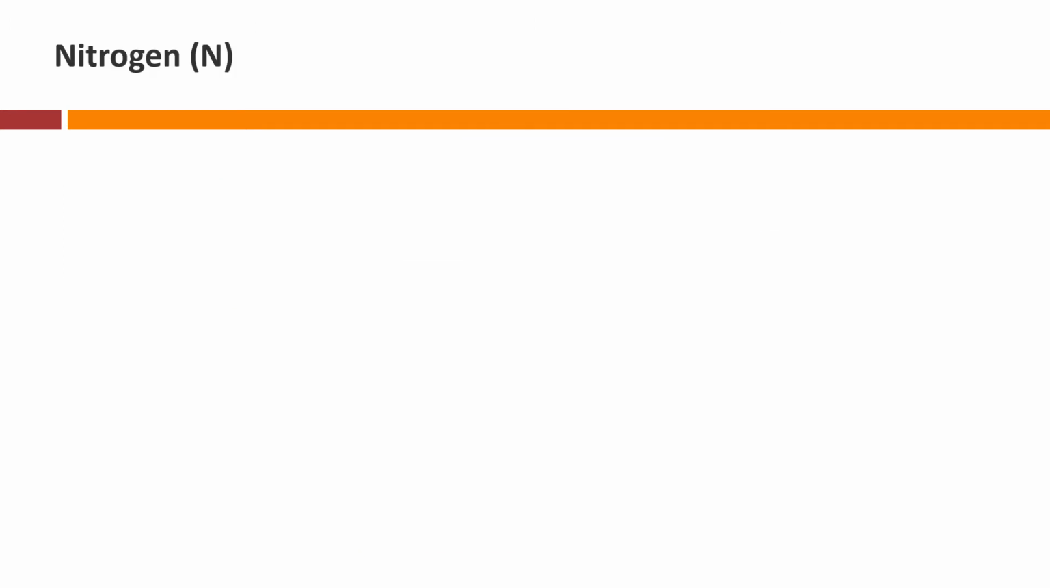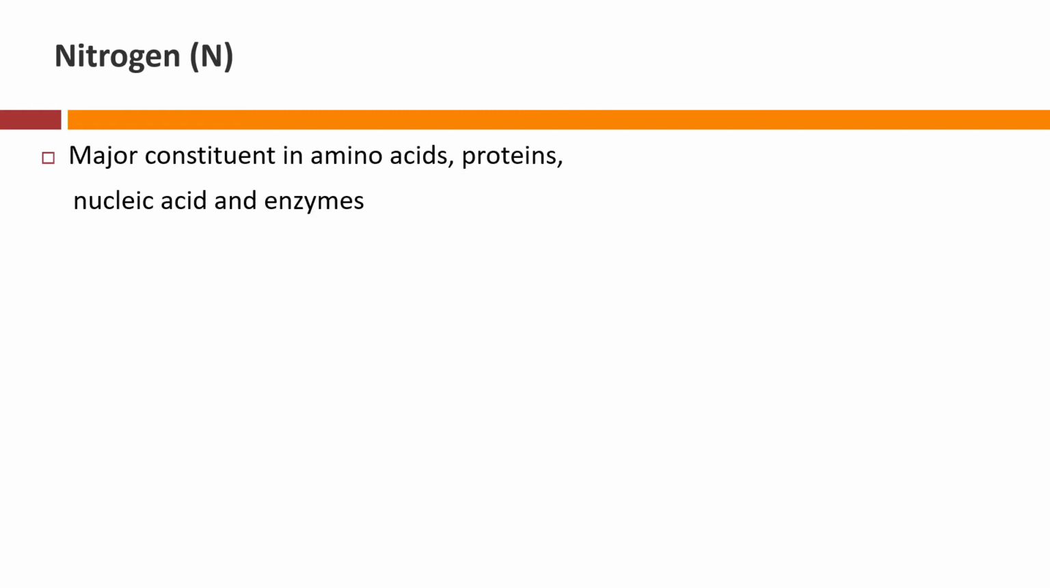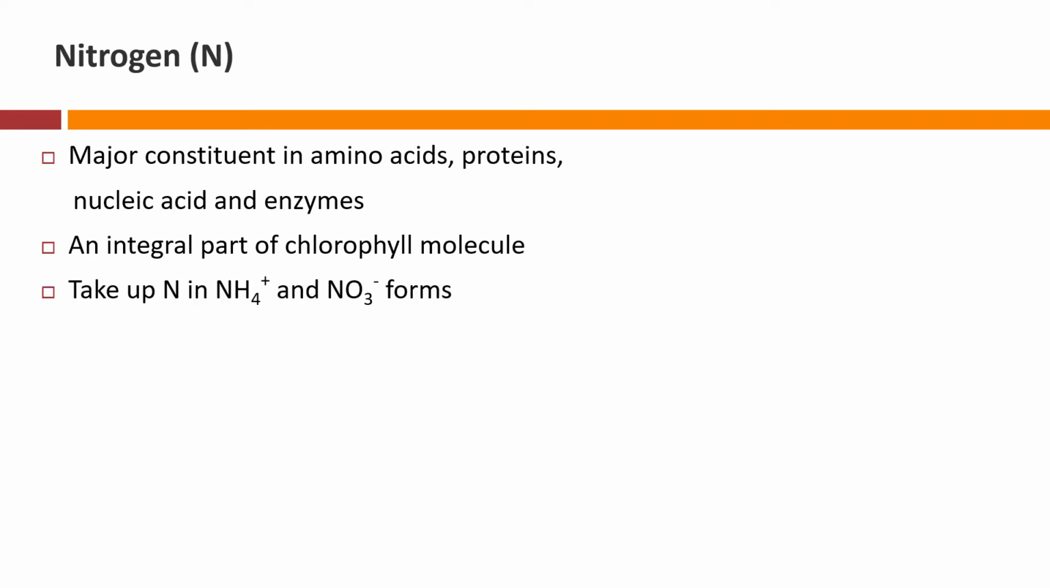So nitrogen is an essential element, a macronutrient, and a mobile nutrient. Nitrogen is a major constituent in amino acids, proteins, nucleic acids, and enzymes, and also it is an integral part of the chlorophyll molecule. So without this nitrogen component in the plant, plants start showing many drawbacks, because it is a part of the chlorophyll molecule, so it will affect photosynthesis and many more features. Nitrogen is taken up by the plant in the form of ammonium and nitrates.